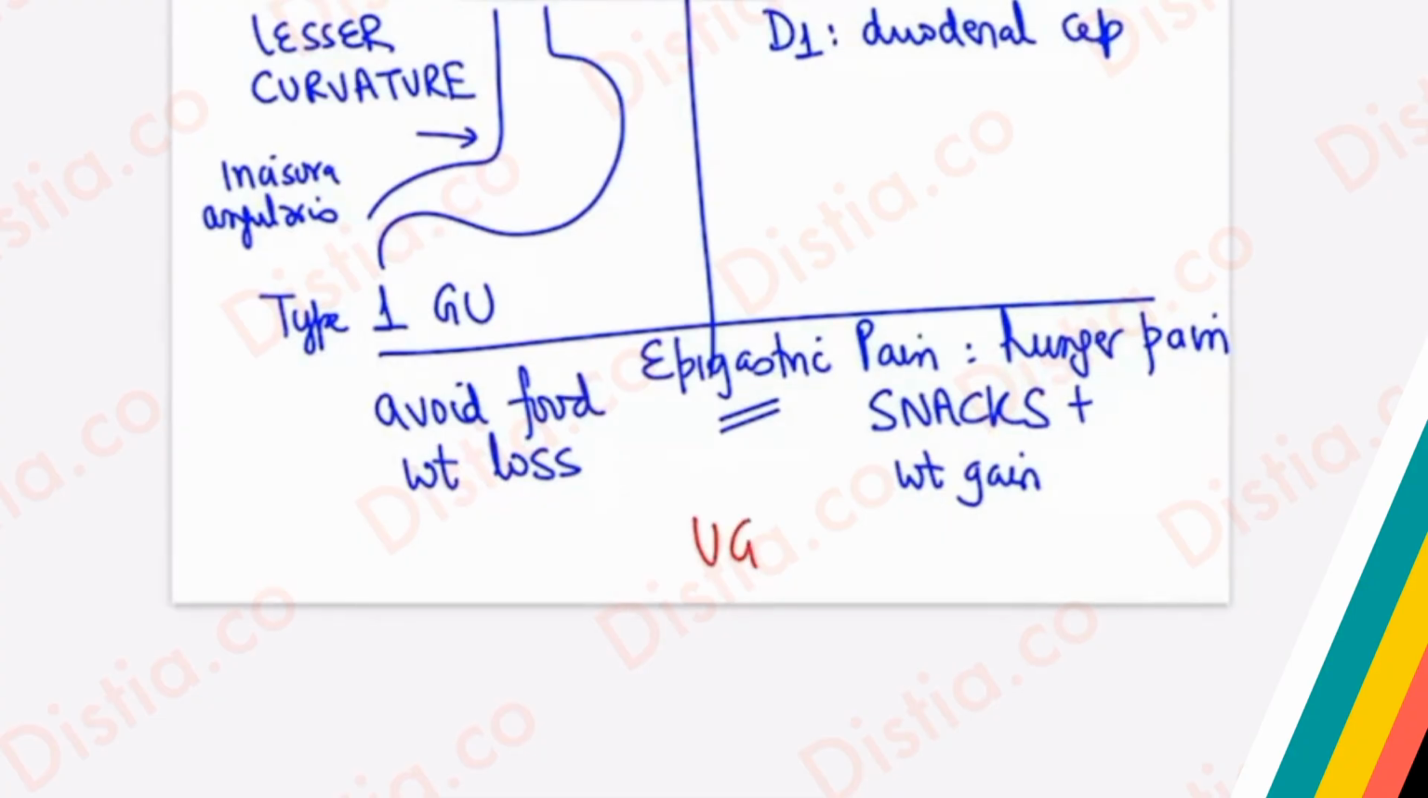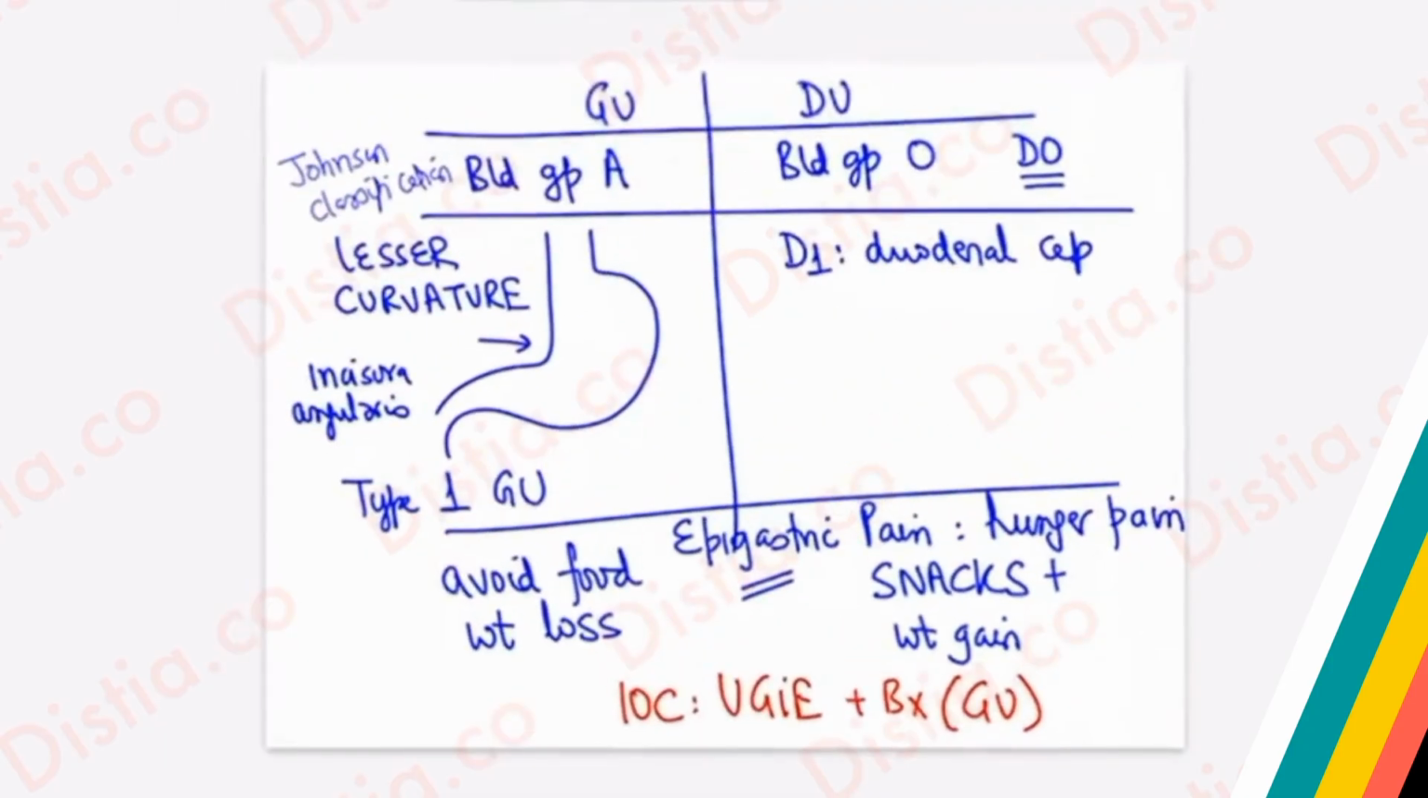Therefore, we need to rely on sending in a camera and seeing under direct visualization where the ulcer is located. So the investigation of choice would definitely be upper GI endoscopy, and I'm writing the word biopsy because if it's a gastric ulcer, then I definitely have to rule out the possibility of a malignancy. I have already highlighted, and I'm saying it again for the record, that gastric ulcer is a pre-malignant condition. Towards the end of our discussion, I'll try to broach again the list of pre-malignant conditions all through the GI tract.